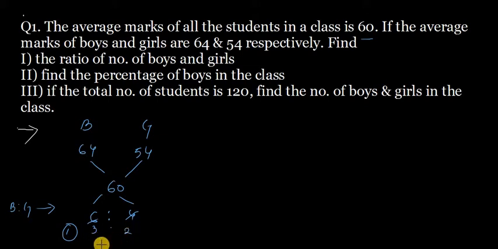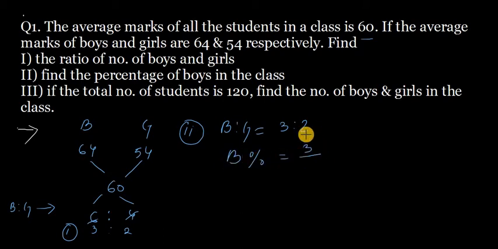Now find the percentage of boys in the class. The ratio of boys to girls is 3:2, so the boys' percentage is 3 by the total number of students. In terms of ratios, 5 parts in total and 3 parts are boys. So 5 parts is 100, so 3 into 20 is 60%.